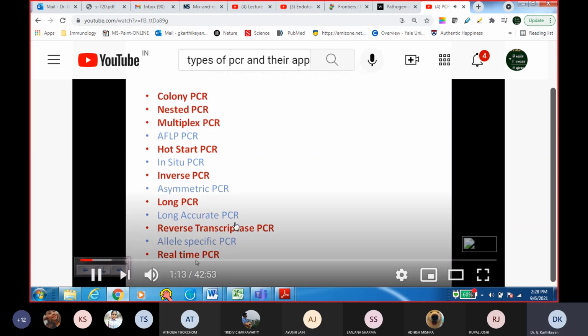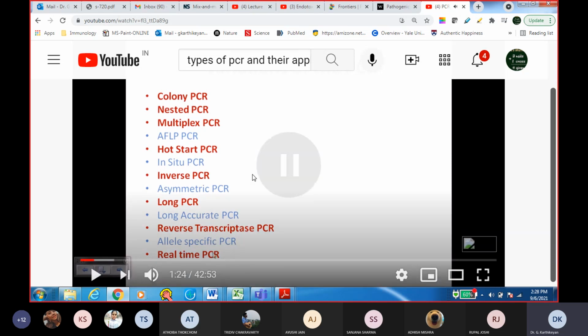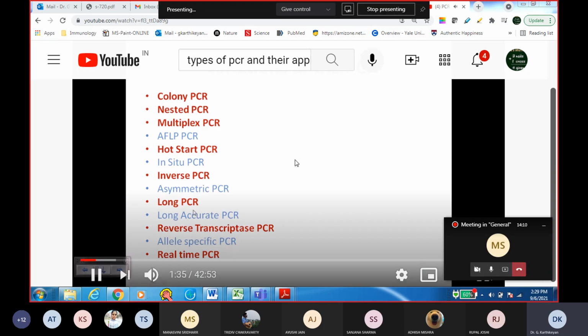There are a lot of versions of PCR, but we are going to talk about this red-colored one in this particular video, not more about the real-time PCR, because we will be talking about real-time PCR in a separate PowerPoint, because these are very important and a little more complicated to understand. So that's why we'll be talking about it in a separate presentation, but in this presentation we'll be talking about the rest of this.